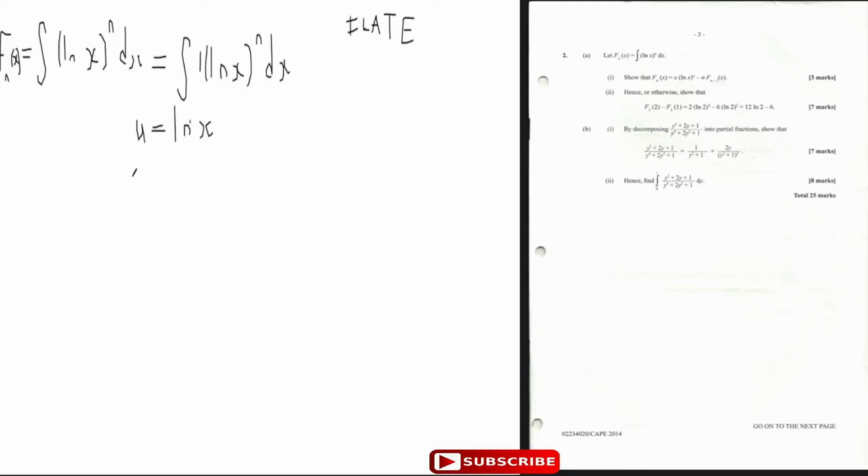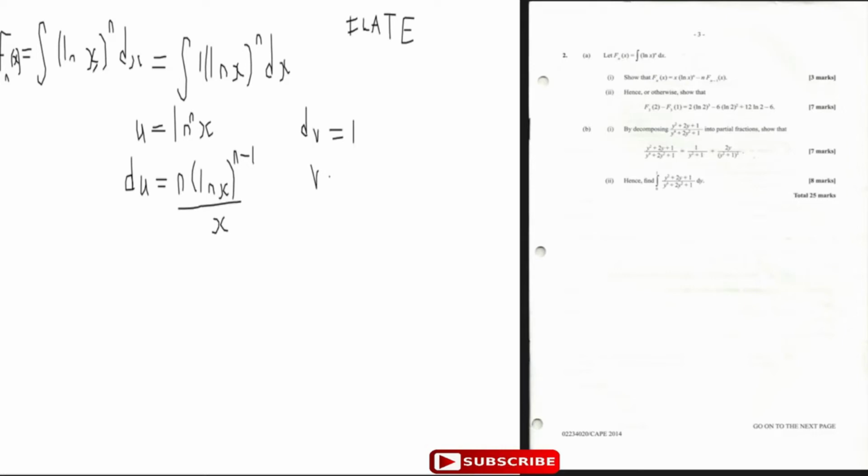And so du is going to be equal to, we carry down the power n, we subtract 1 from the power to get ln x to the n minus 1. Then you multiply it by the derivative of ln x, which is 1 over x. So it's really all of this over x. That's du. Then dv is equal to 1. And when we integrate 1, we get v is equal to x.